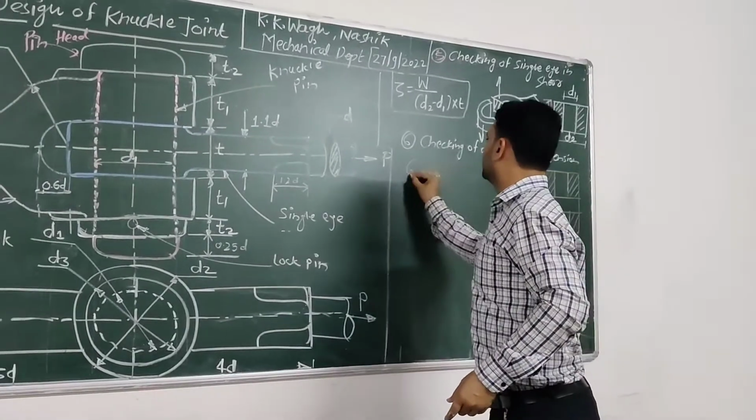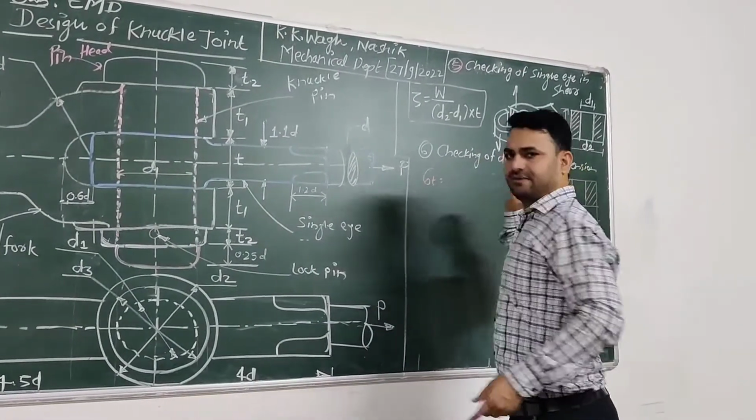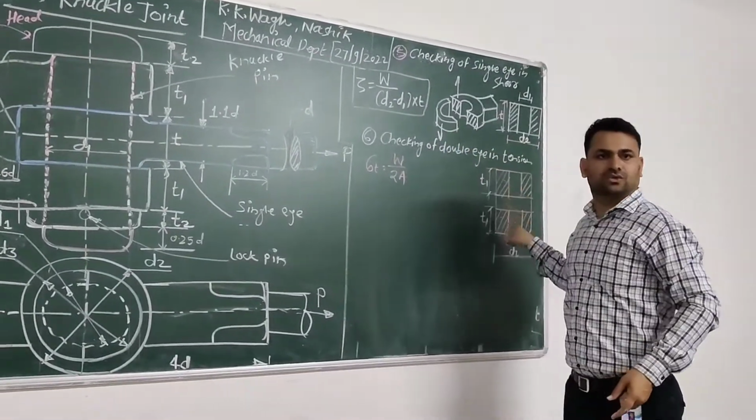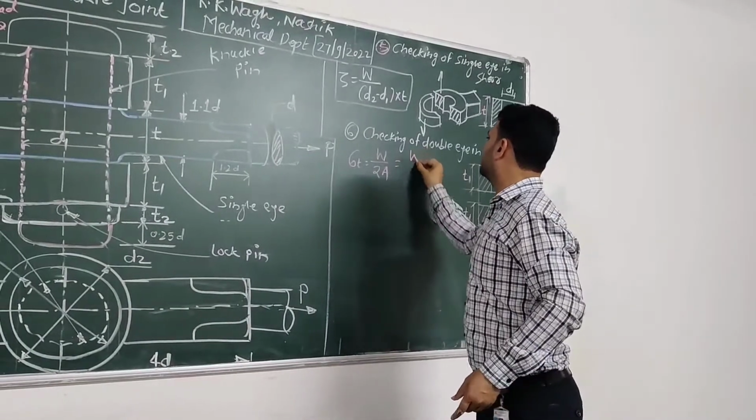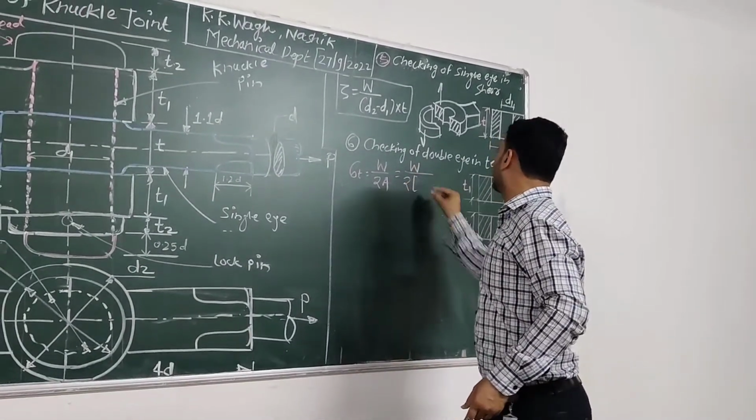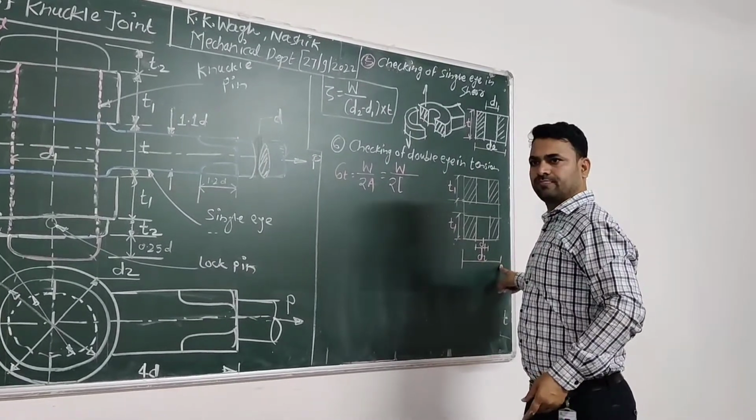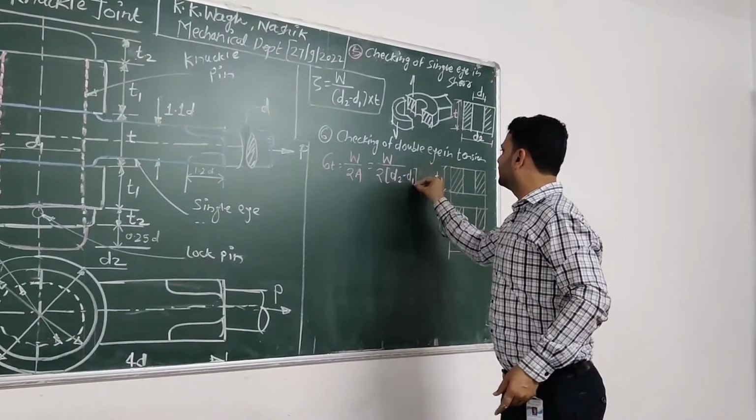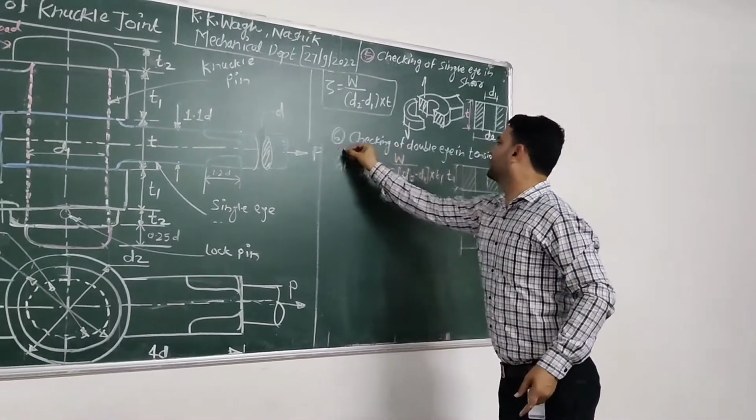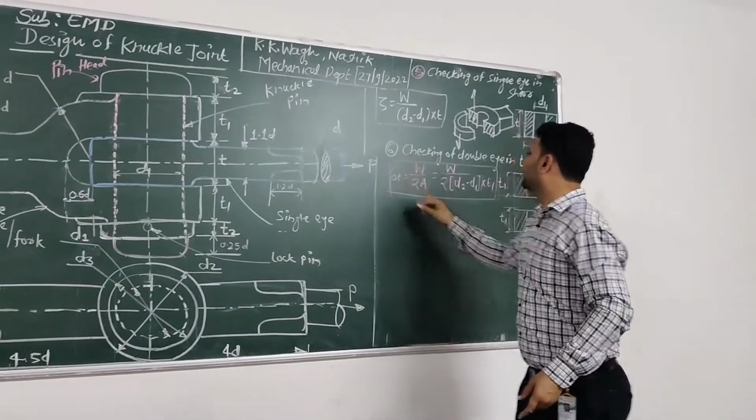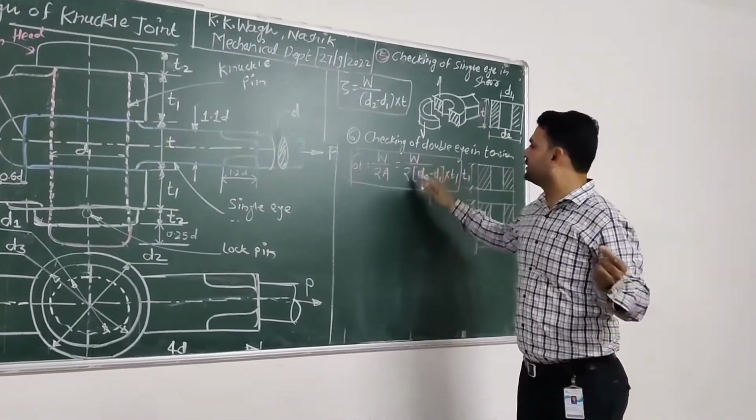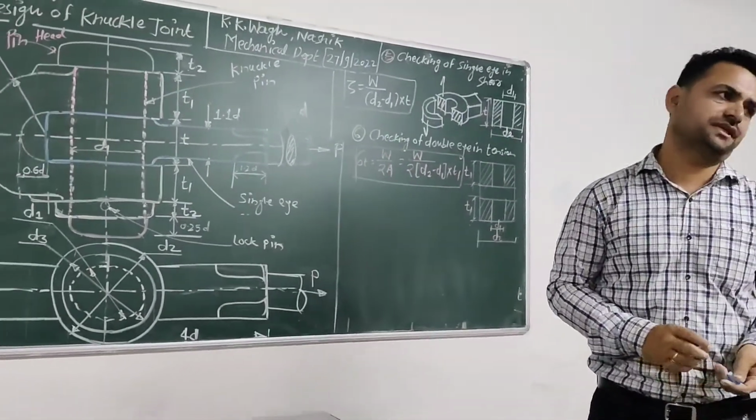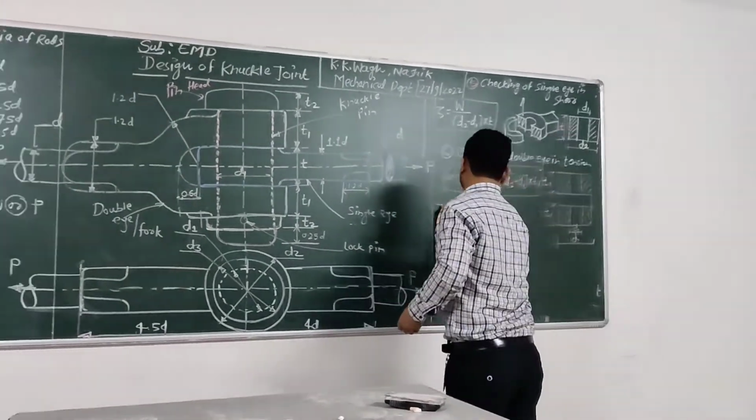So considering which failure? Tensile failure of double eye. W divided by twice the area. This area is double, no? So twice the area. Who will tell me what is the area? W divided by 2 multiplied by (D2 minus D1) into T1. Okay. Again, with the help of this failure, we have the value of W, D2, D1 and T1. We can check the value of sigma t.